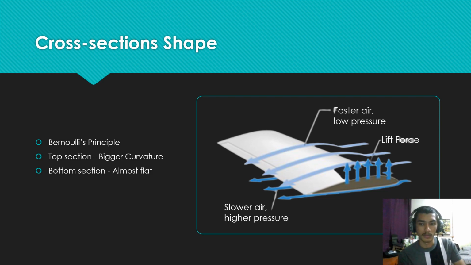we deliberately designed the top of our wing to have a bigger curvature compared to the bottom, while the bottom is almost flat, so that we can easily achieve a higher lift force due to the bigger pressure difference generated, even at a lower angle of attack.